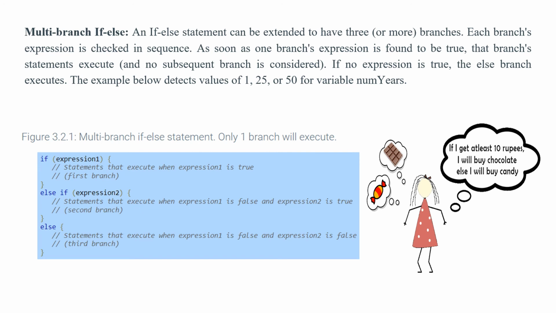Multi-branch if-else statements. It's nothing but the extended if. So if is given one condition, and if it's true, it executes these statements. If it's false, it goes to else if. And if the condition in else if is true, it executes these statements. If it's false, then the statements in the else are executed.